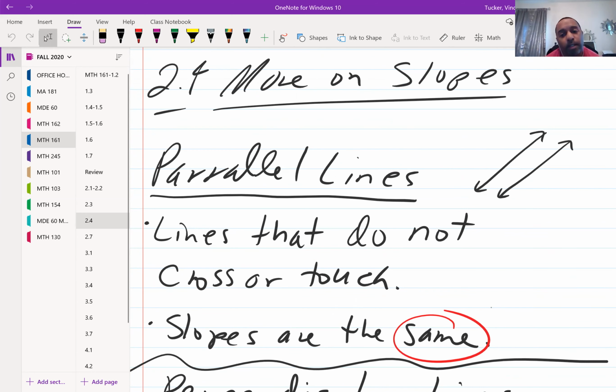So parallel lines, they're lines that do not ever cross or touch. And the key here is that the slopes are going to be the same. If you have lines that are parallel, the slopes will be the same.